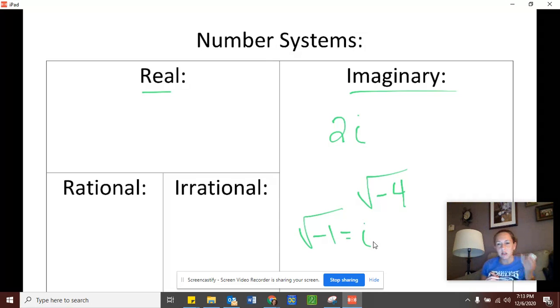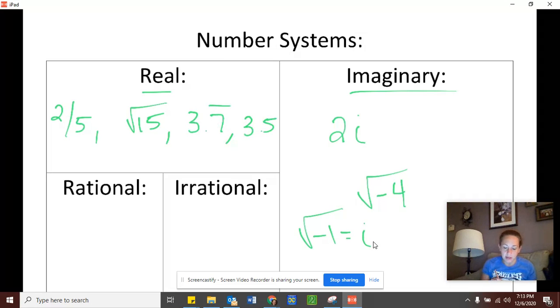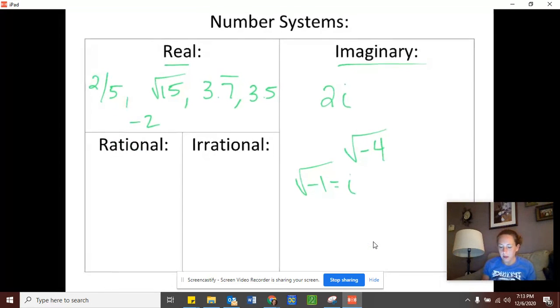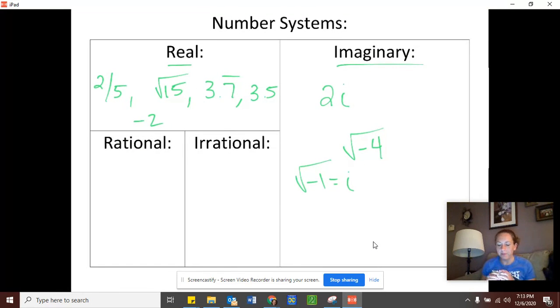They can be fractions, they can be decimals, they can be square roots of positive numbers, like the square root of 15, 3.7 repeating, 3.5, they can be negative, positive, whatever. And then real numbers can be split into two categories, which are rational and irrational.